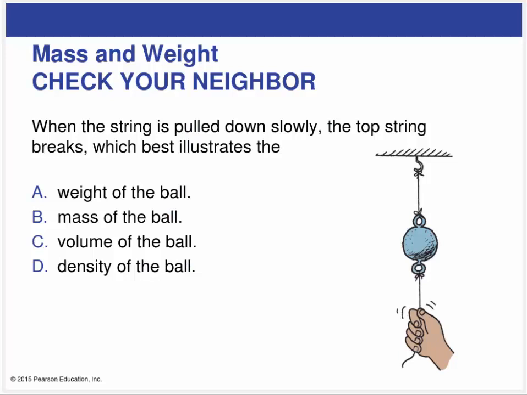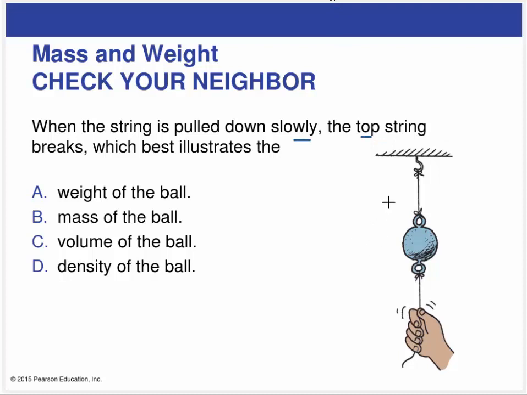Now, I do want to distinguish a little bit about mass and weight. If you were to consider this setup right here, and if you pull the string down slowly with your hand, it turns out that the top string is going to break. If, however, you pull down quickly, then the bottom string is going to break. And this kind of comes back to the difference between mass and weight.